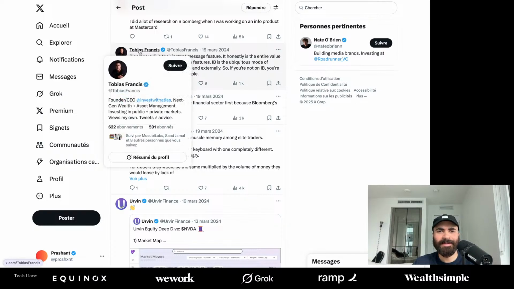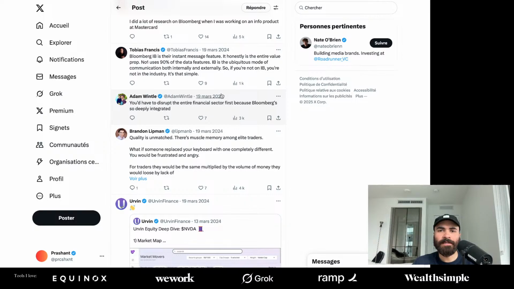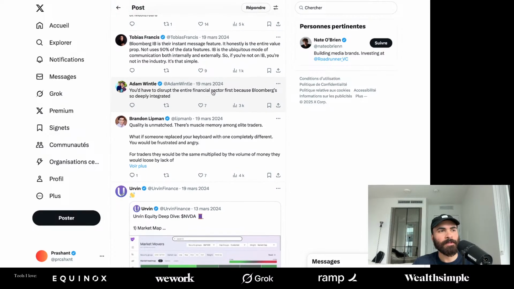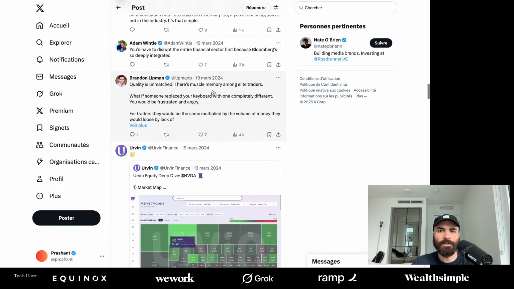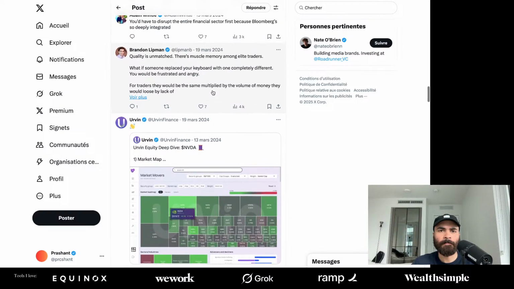What is that? Invest with Atlas: IB is the ubiquitous mode of communication both internally and externally. So if you're not on IB, you are not in the industry. It's that simple. That is very interesting. It's not about the product, it's not about the data features, it's about the network and the entrenched network. Wow. You have to disrupt the entire financial sector first because Bloomberg's so deeply integrated.